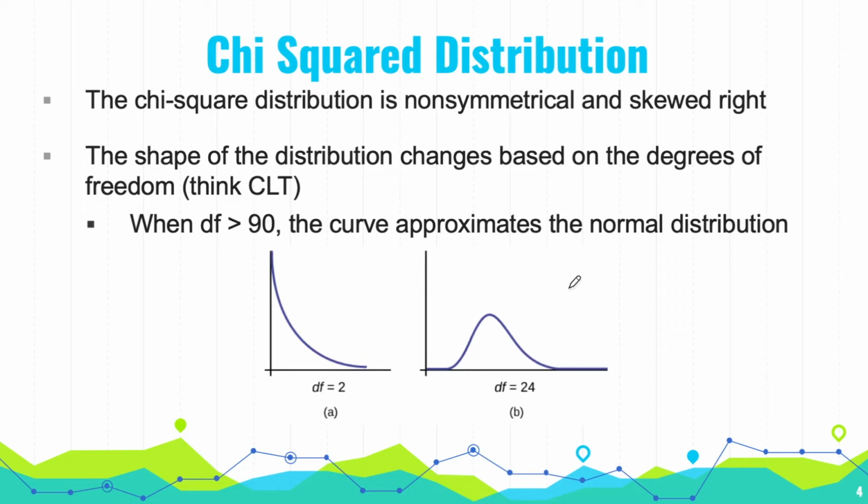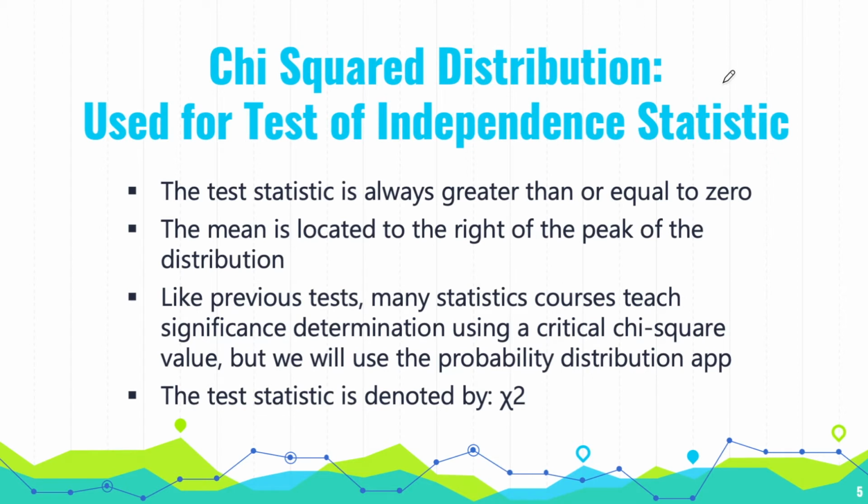Here you can see we do have a right skew when the degrees of freedom are about 24, but you can see emerging this normal distribution shape. As we keep increasing those degrees of freedom, this skew will reduce and it will become more and more symmetrical. The chi-squared distribution is what we use for our test of independence statistic. This is a good way to check your math: the test statistic that you produce using this test is always going to be greater than or equal to 0.